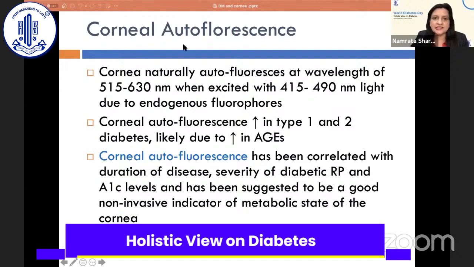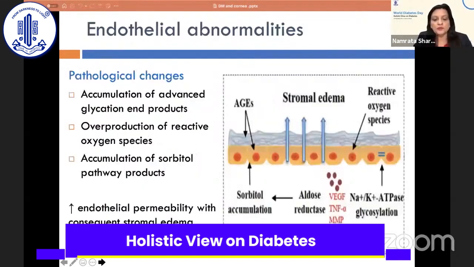And this test is, I think, again, which can be looked into in future, and that is corneal autofluorescence, because this has been correlated with the duration of the disease and the severity of the diabetic retinopathy, as well as the glycosylated levels. And this is something which we can look at in future for research. Maybe corneal autofluorescence occurs much before the diabetic retinopathy also, and can be used as a good tool to look at as a marker for diabetes as far as the eye is concerned.